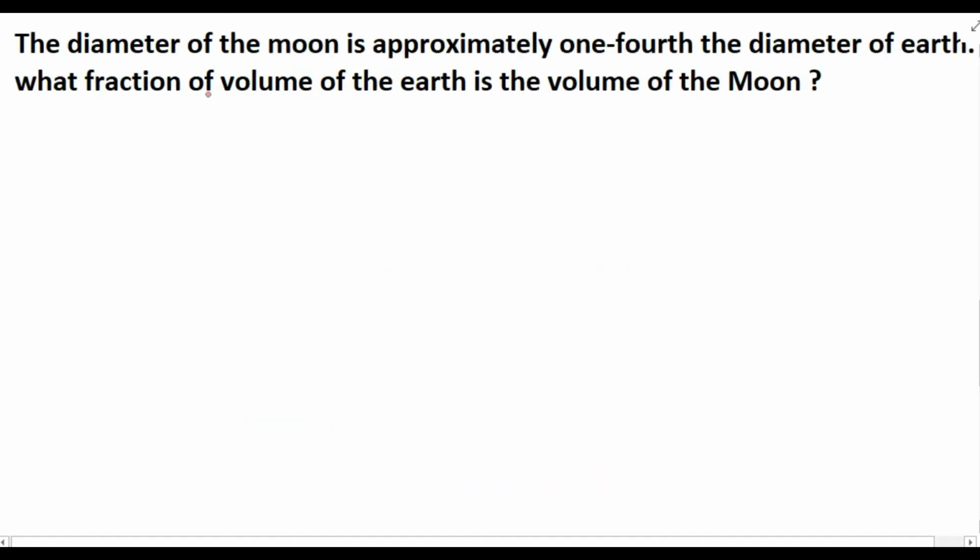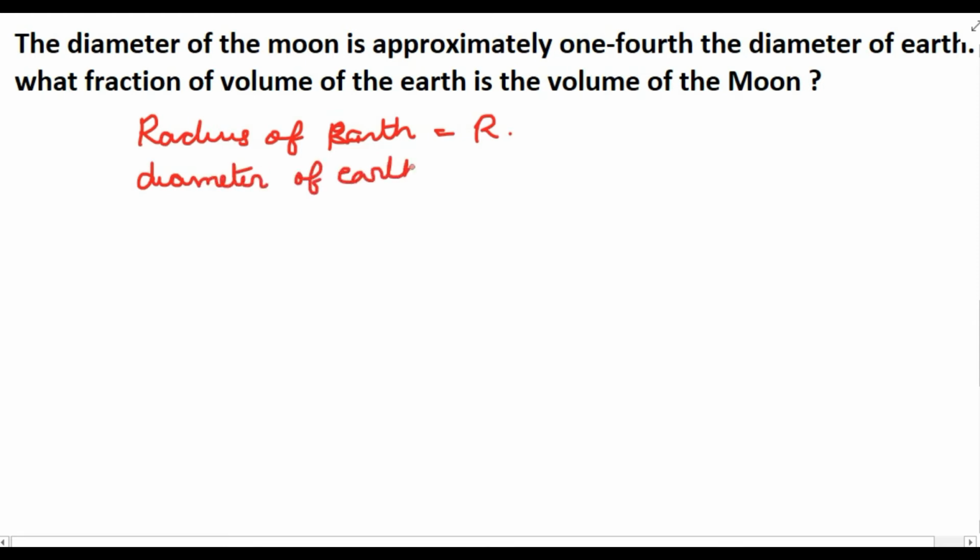Next question: the diameter of the moon is approximately 1/4 the diameter of earth. What fraction of the volume of earth is the volume of the moon? So let the radius of the earth be capital letter R. So what will be the diameter of earth? We know diameter is 2 times radius.